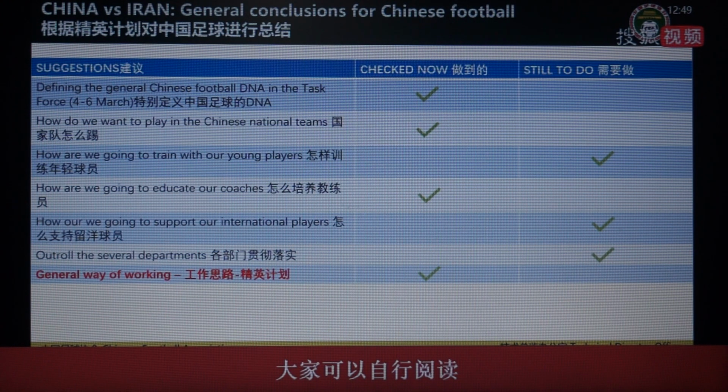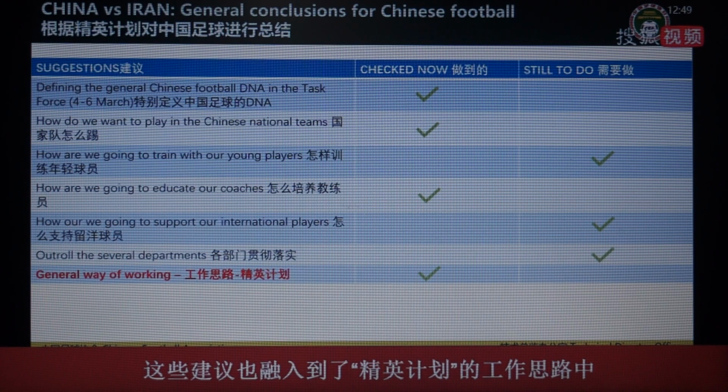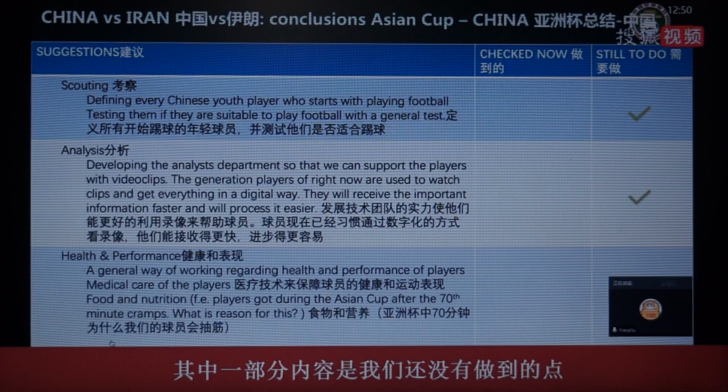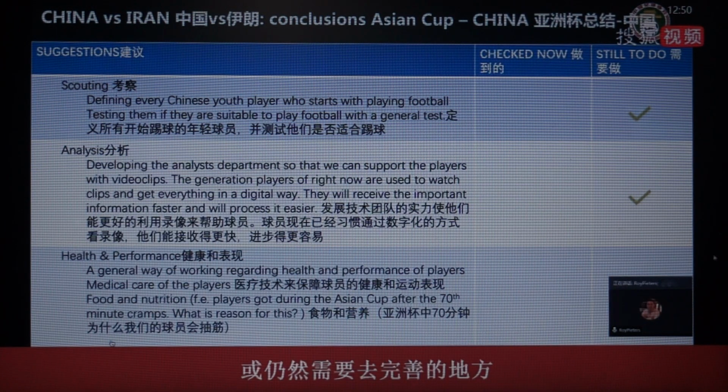And I think you can. Sorry, Tracy. The general way of working, the blueprint, what we are doing now. It's an overview of what we still need to work on, what we need to develop in China together with everybody.